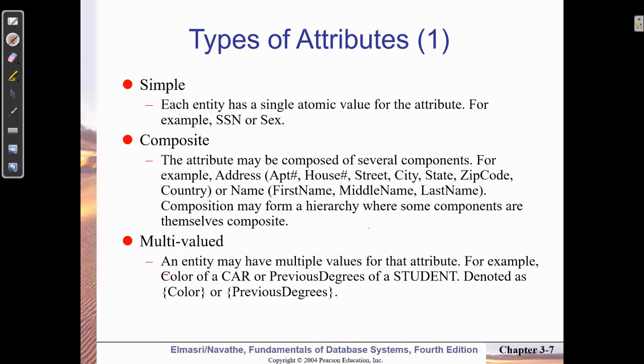If I ask you the previous degrees, you will not say a single one; you will say at least two degrees. Suppose I am doing my PhD, and someone asks me my previous degrees. I would say I have done my MTech and my BTech. Suppose I have done my LLB also, that can be added to my previous degrees too. Some persons hold more than one or two degrees. So previous degrees come under multi-valued, and the color of a car may come under multi-valued.